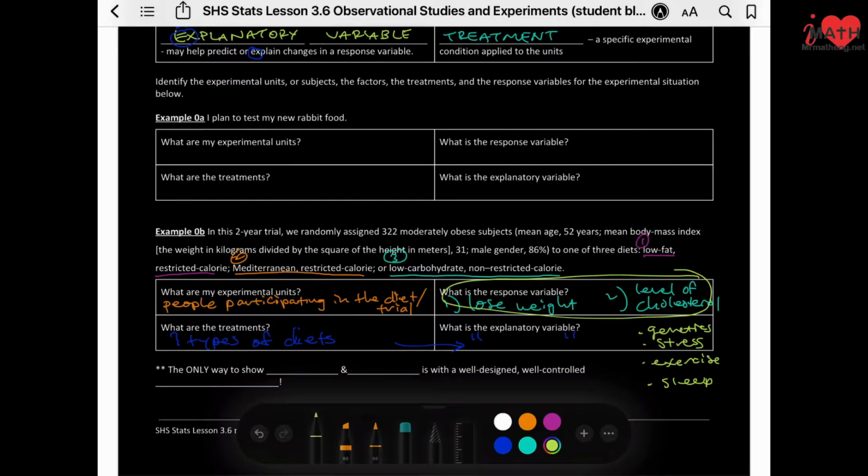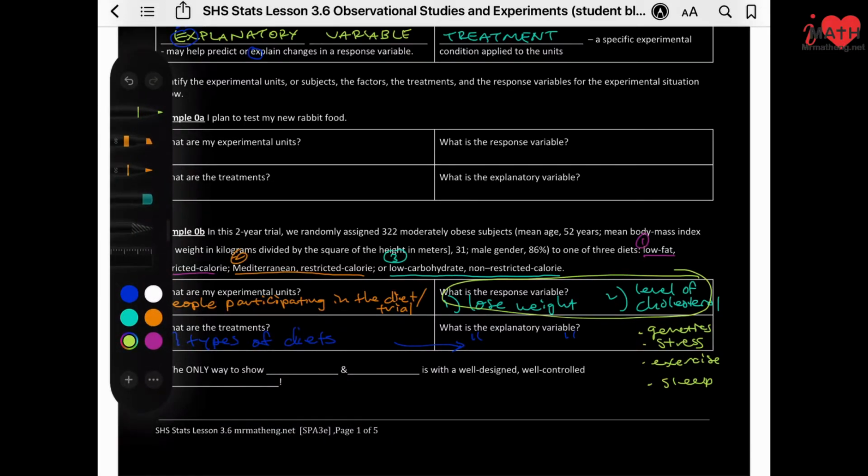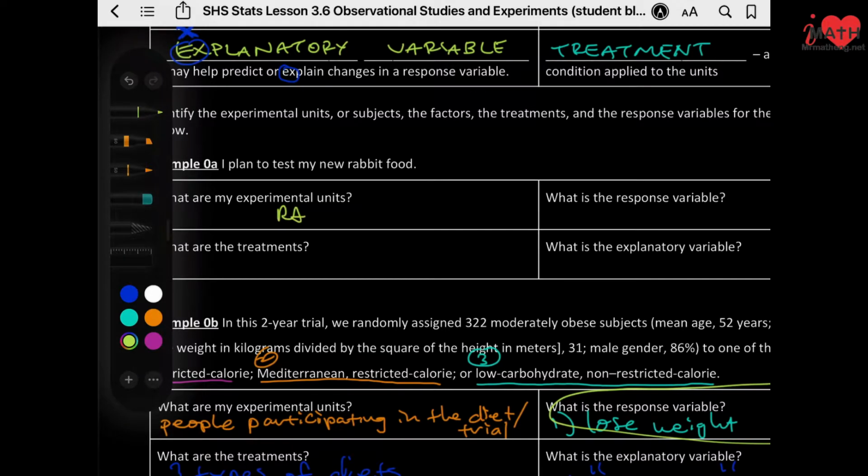All right, so let's go over example 0A. I plan to test my new rabbit food. What are our experimental units? Who are we testing this on? We are testing this on rabbits. What is the response variable? Remember the R, what are the results from the study? It can be how well they grow, or their fur, how soft it is.